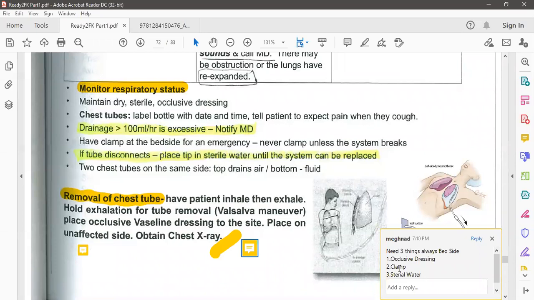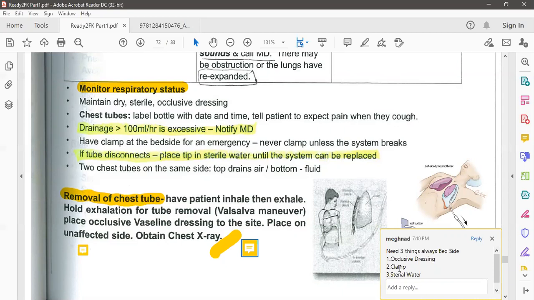If you ask me, what are the chest tube complications? If the drainage system becomes compromised, place the end of the tube into the sterile water, and also if the chest tube is accidentally removed, apply the dry dressing gauze over the area.